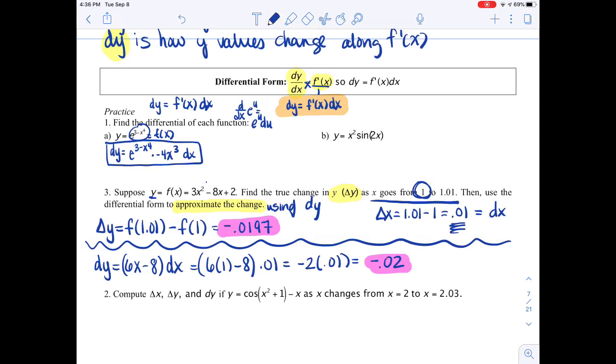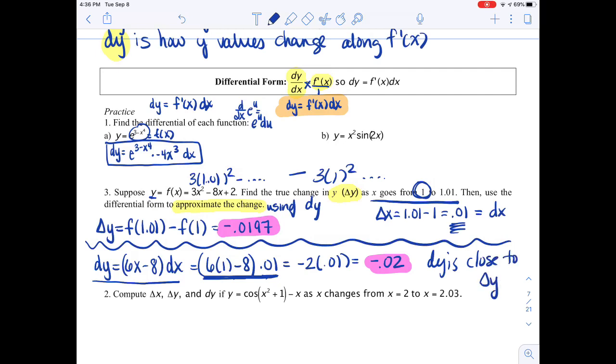What was an easier calculation? Plugging in 1.01 into this whole function and then subtracting what happens when you plug in 1 into that function, or taking the derivative of each side, plugging in the value you're starting at, plugging in the difference in the x values, and what value you get is an approximation for that change. You once again can see dy is close to delta y.